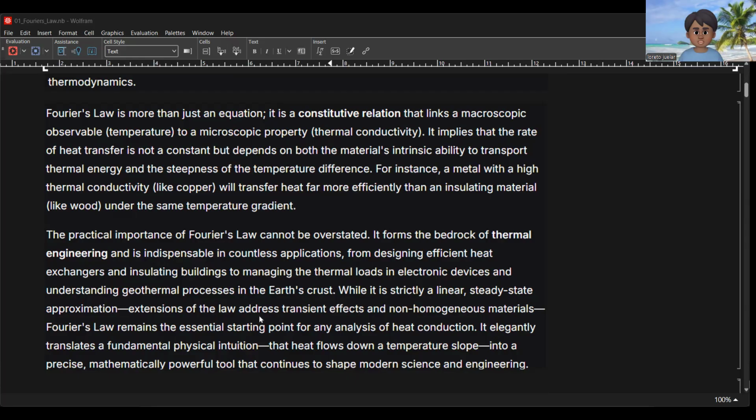So the law is a cornerstone of thermal engineering and has widespread application in the design of heat exchangers, building insulation, electronic cooling systems, and geothermal energy. Although the basic form assumes steady-state linear heat conduction, it serves as the foundation for more advanced heat transfer models involving transient conditions and non-homogeneous materials. Overall, Fourier's law provides the fundamental mathematical framework for analyzing and predicting heat conduction in science and engineering.